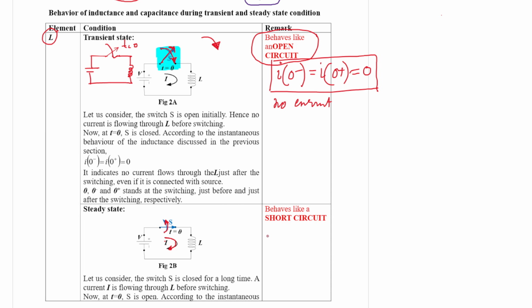So just before the switching, what is the current flowing through the inductor? I0 minus, it should be capital I, that is the full current, a huge current, is flowing. As per the property, current flowing through the inductor does not change instantaneously, so I0 plus will also be equal to I. Although it is an open circuit, just after the switching some current will flow through the inductor because of this fundamental property of the inductor. So you can see the current flowing through the inductor is a high value.